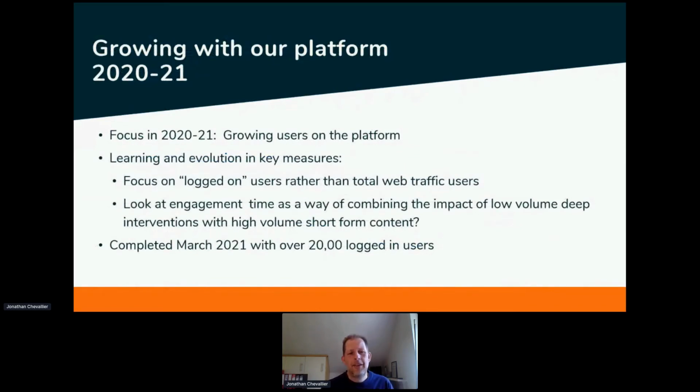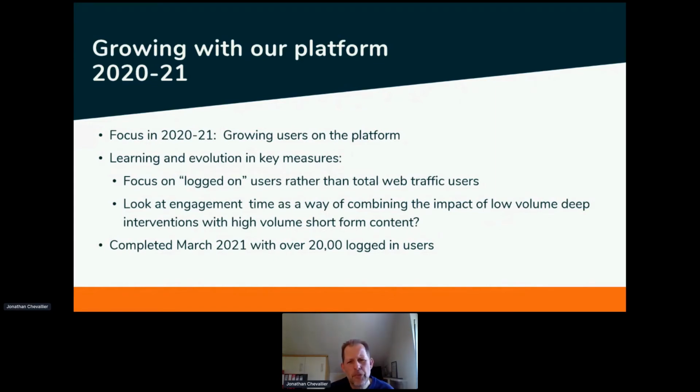So where are we going now? Well, over 2020-21, we continued to focus on growing the users who were on our platform, but there was quite an evolution. We recognized quite quickly that logged on users were far more important for us than just total web traffic. Because the users who bother to log on with us are the ones who are going to engage more, ones we can build a relationship with and try and increase impact for them. So we shifted to focus a lot more on that.